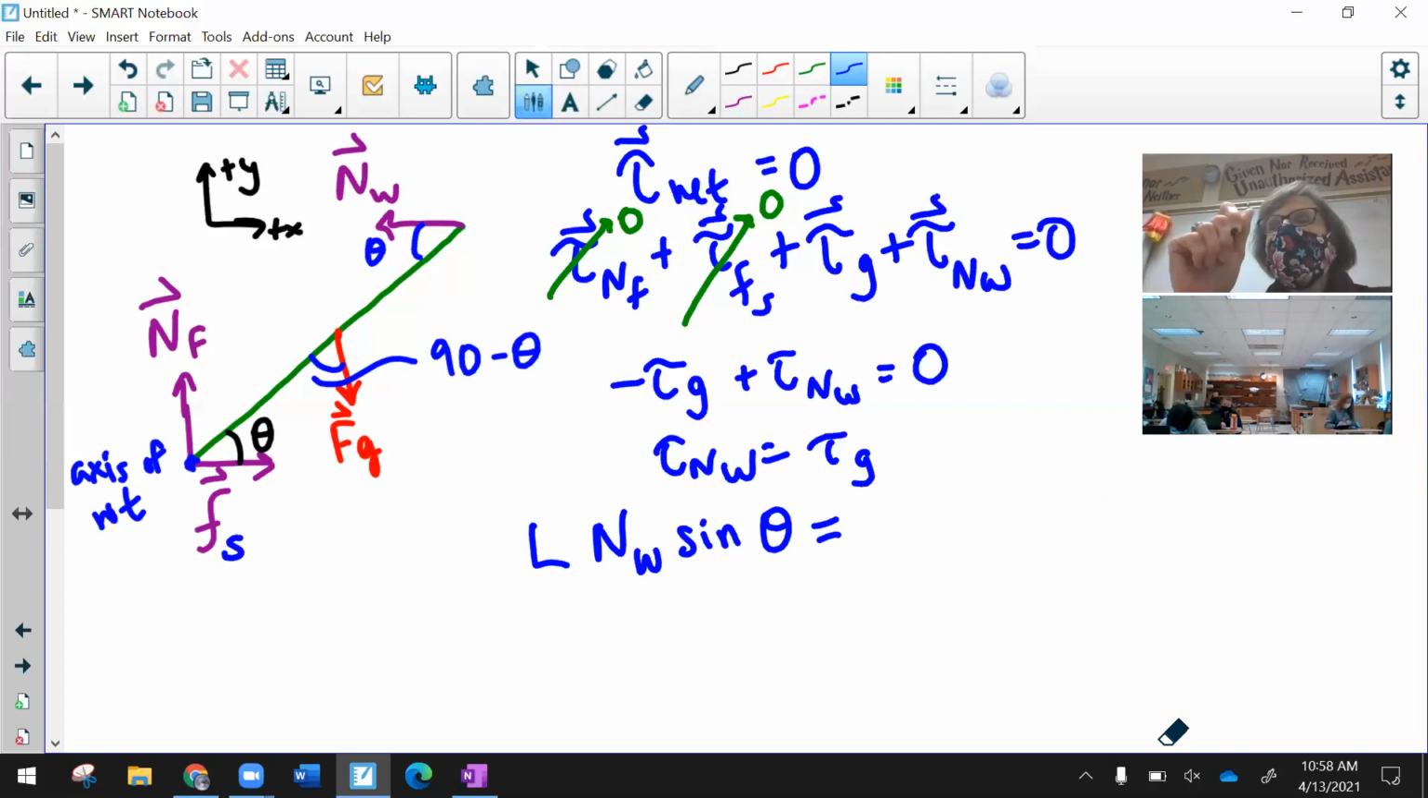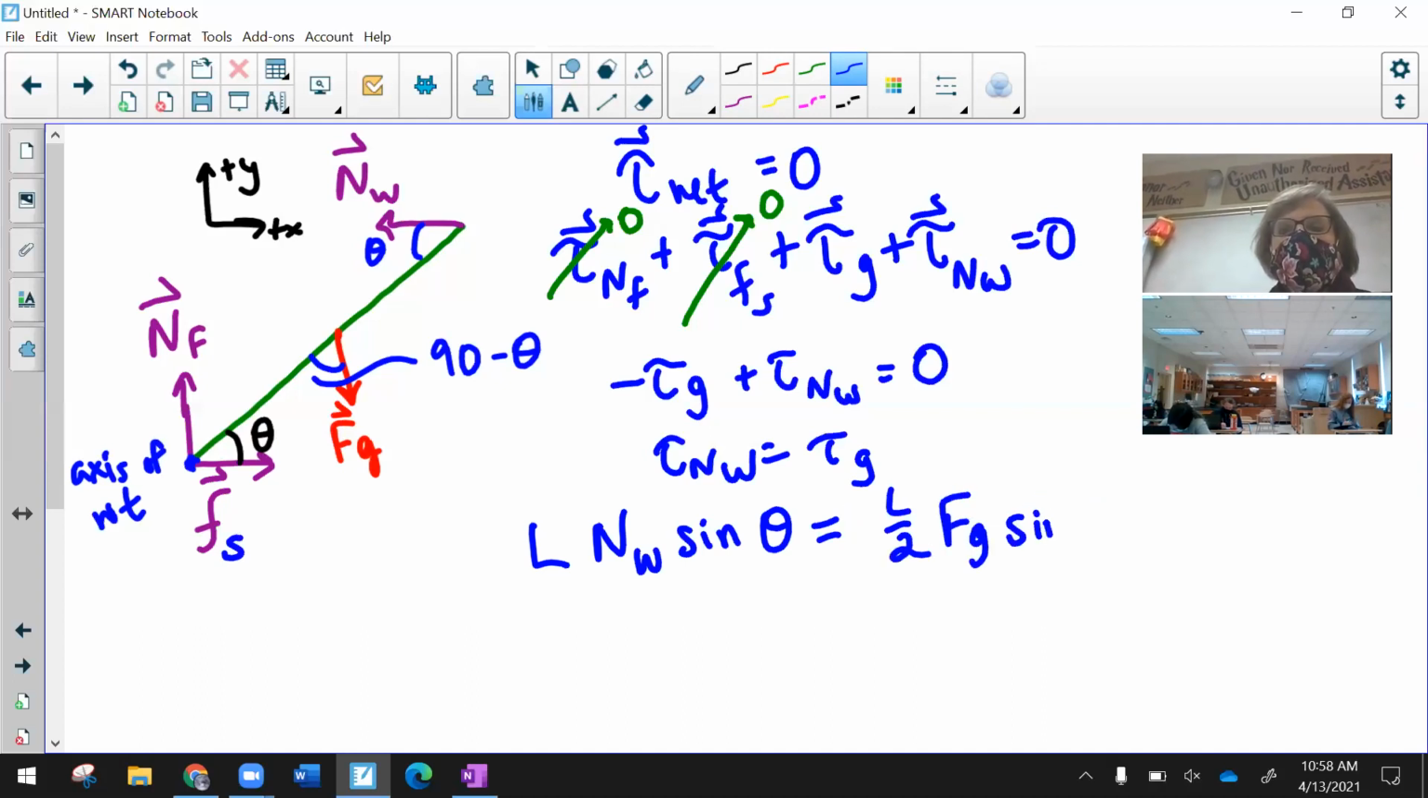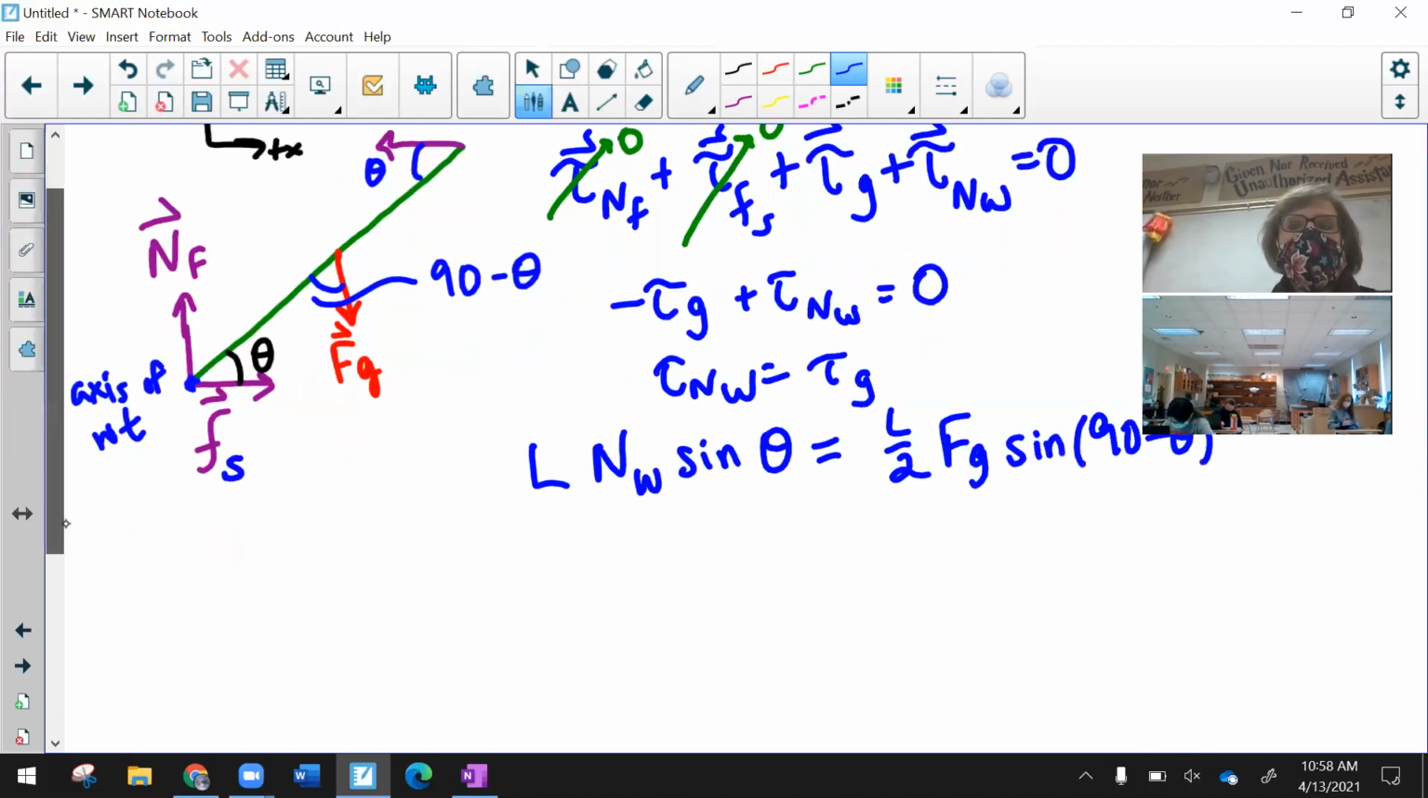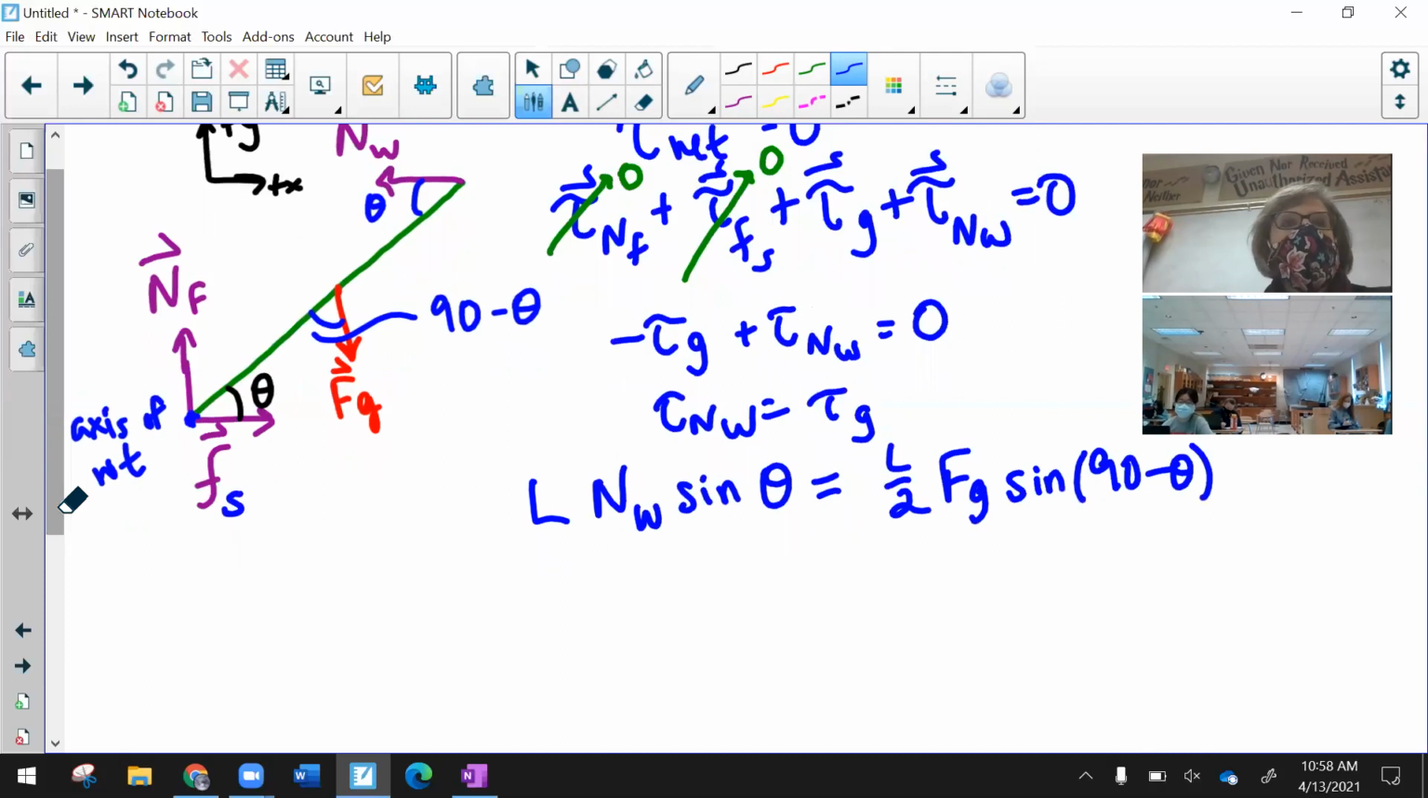Gravitational force, again, going to be R F sine phi. What's my R? L over 2. My force is Fg, and then it's the sine of 90 minus theta. Okay.